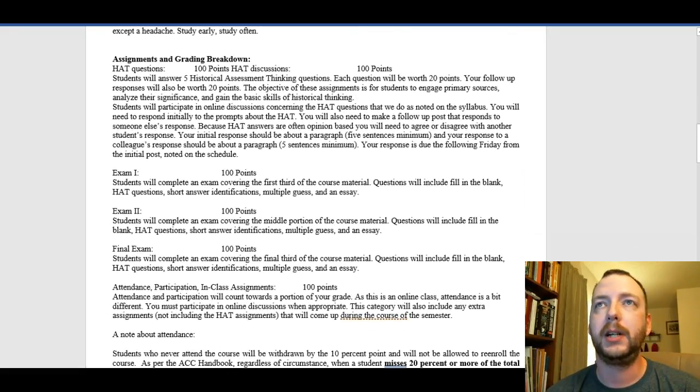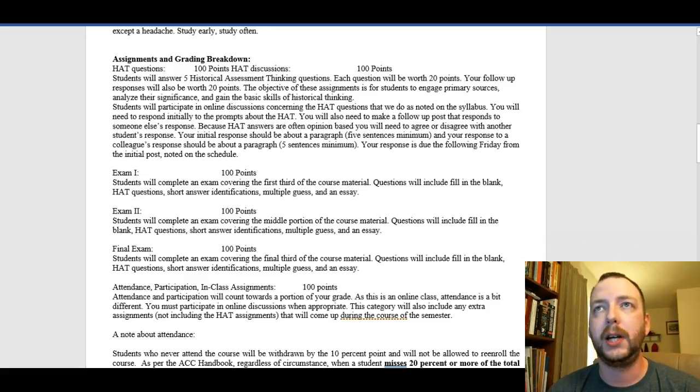So these are our assignments and the grading breakdown for them. Hack questions. There are 2 parts to this hack question assignment. We have our hack questions, which will be the ones that you'll answer, and then the hack discussions, where I'll expect you to respond to other students' answers. And what I mean by that, we'll just run through here.